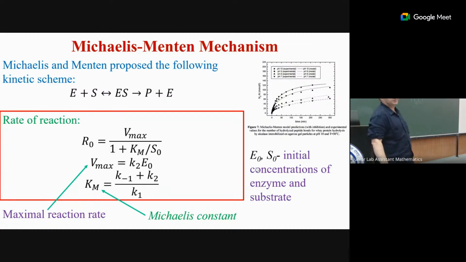The mechanism is called Michaelis-Menten, and the constant is called the Michaelis constant. So E0 and S0 are the initial concentrations of enzyme and substrate, and this explains this hyperbolic dependence. When the concentration of S is small, you have a linear dependence. When it's large, you actually saturate.